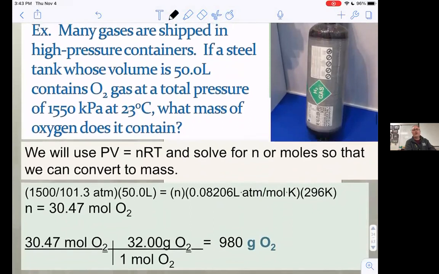So here's the work here. If you use PV = nRT, go ahead and solve for the number of moles first. And then once you know the number of moles, don't do any rounding in between because you're not changing operations. Whatever that entire number is of the 30.47, plug that in times 32 and you get 980 grams to 2 sig figs. Is it 2 sig figs here?